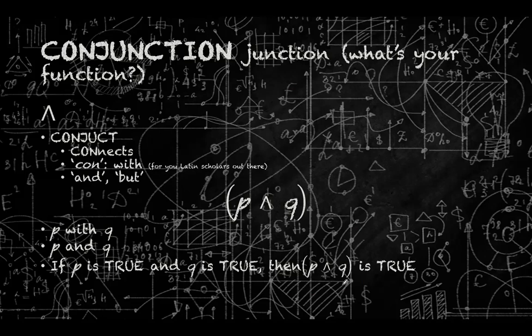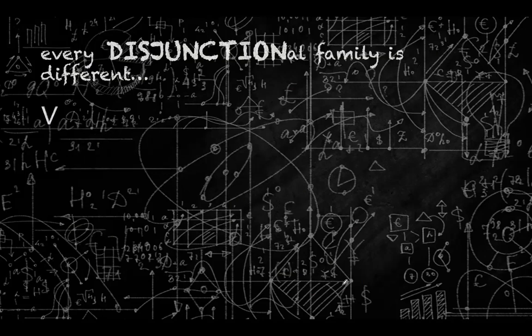Right? So if Q was Lucy is a boy, and P was JP is a boy, then would P conjunct Q be true? No, because the Q part is false. All right. Are you tracking that, JP? Okay. So that's the conjunct. And then next we have the disjunct. And every disjunctional family is different.